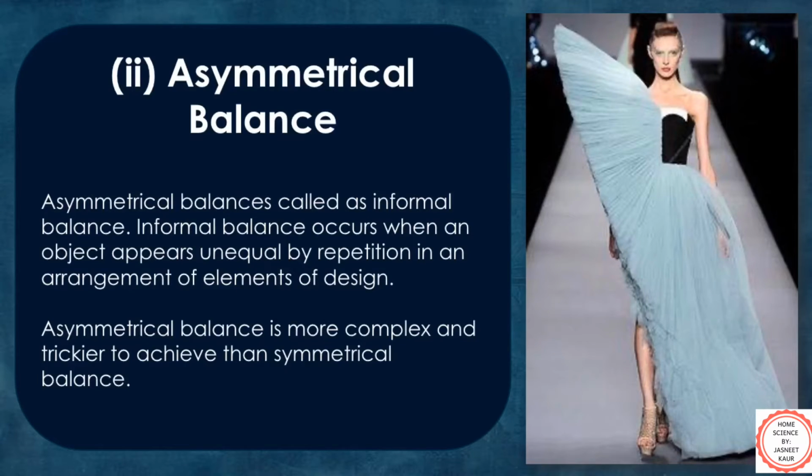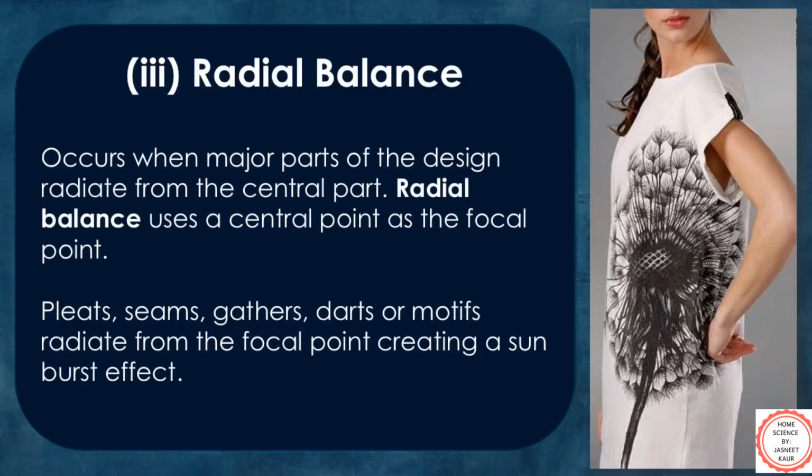Apart from these two, symmetrical and asymmetrical, there is one more category, which is radial balance. Radial balance occurs when the major design on the fabric radiates from the center point. As you can see in the picture, a design on the t-shirt is emitting from the center point.